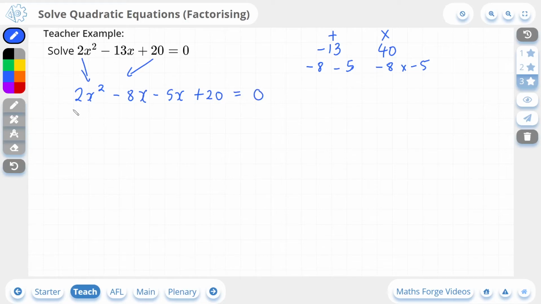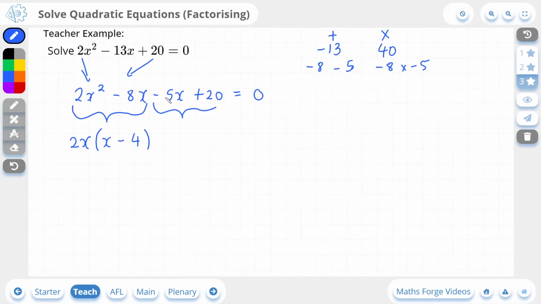The next step is to factorize your first 2 terms of the left-hand side of this equation and factorize your last 2 terms. And they're going to factorize into a single bracket. So that looks like this. The highest common factor of 2x squared minus 8x is 2x. And this leaves us with a single bracket, an x on the inside, minus 4.